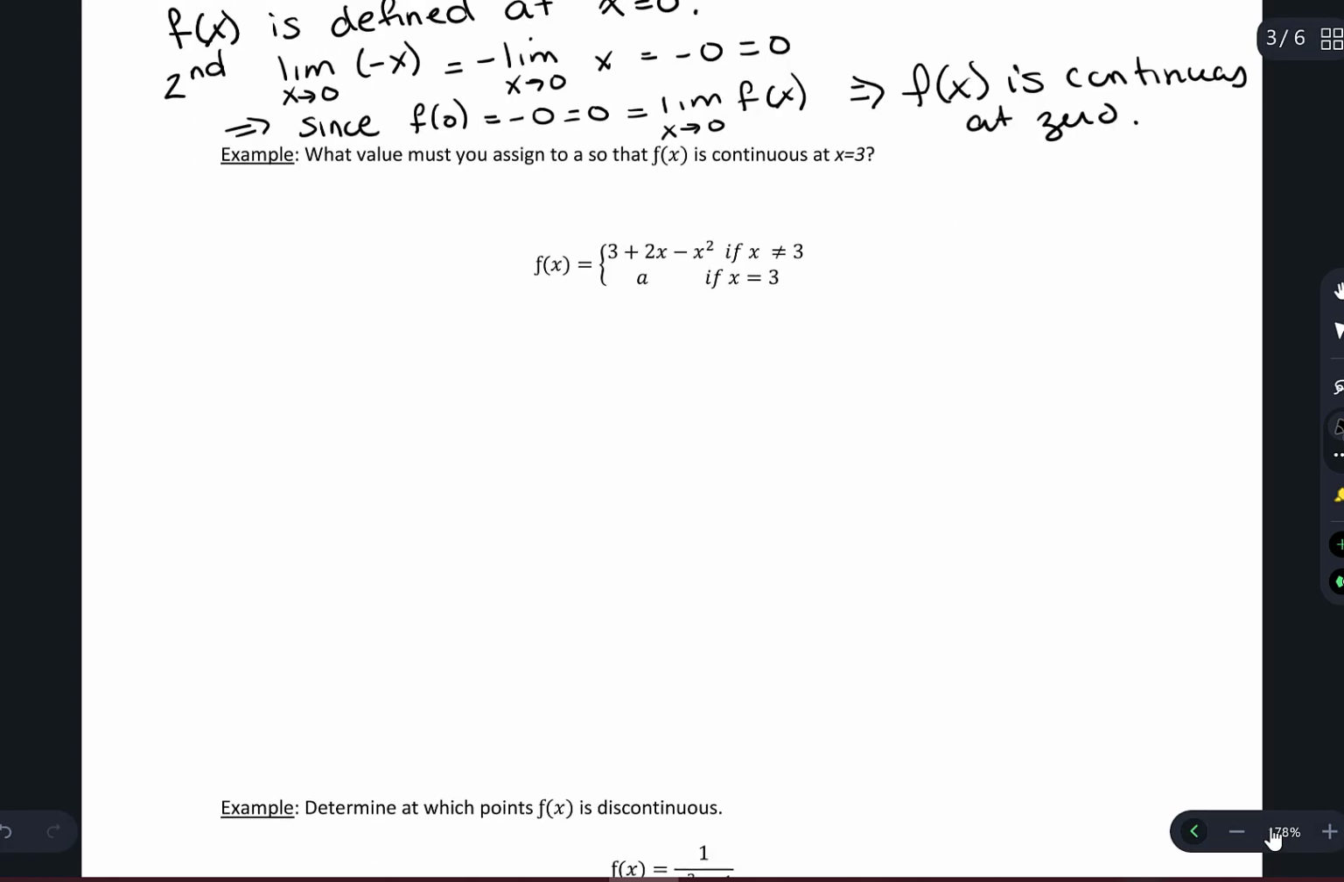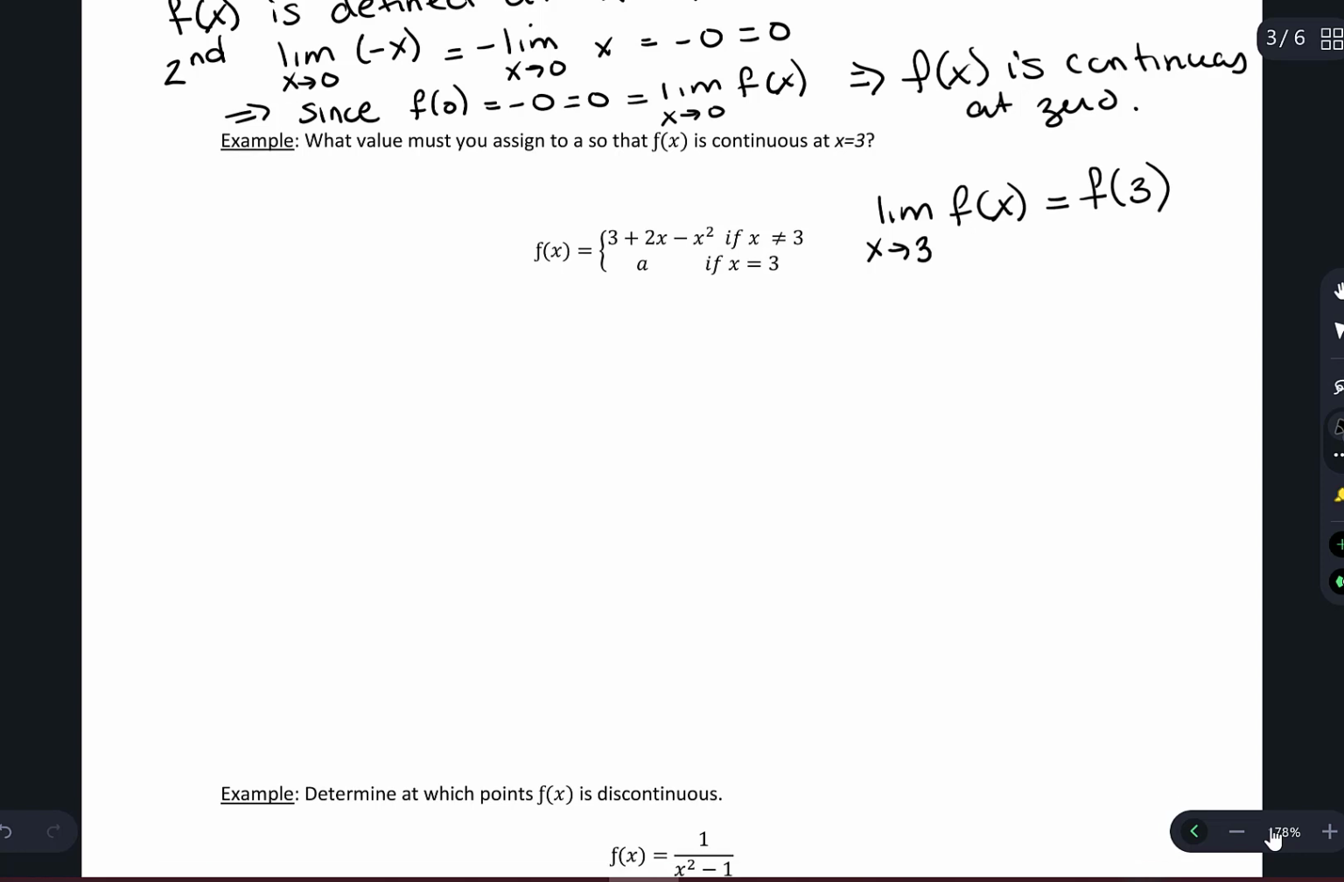All right, let's look at another example. What value must you assign so that f of x is continuous at x equals 3? And here is our f of x. Notice what this is saying is we need to find the value a so that the limit as x approaches 3 of f of x is equal to f evaluated at 3. This is what we need in order to have continuity here.